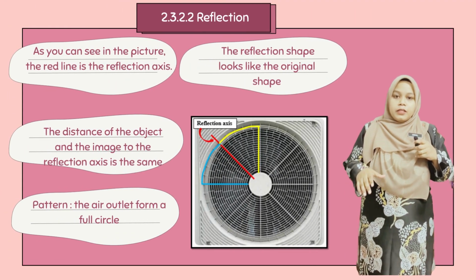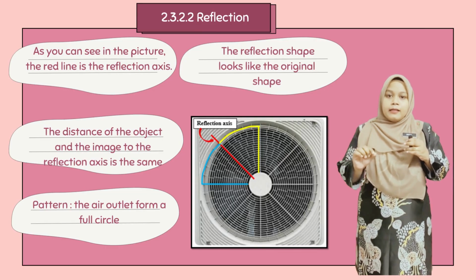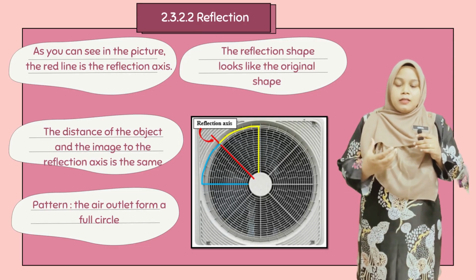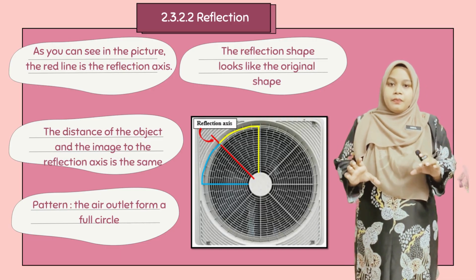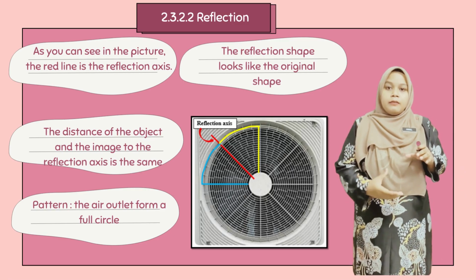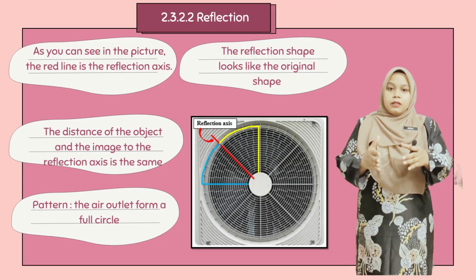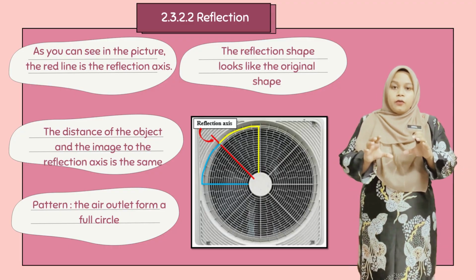Okay, for the reflection, as you can see in the diagram, there is a red line. The red line is the reflection axis, and as you can see, the reflection shape and the original shape have the same size. And also, like I said before, the distance between the two images from the reflection line is also the same. When the reflection occurs, the pattern forms into a full circle.